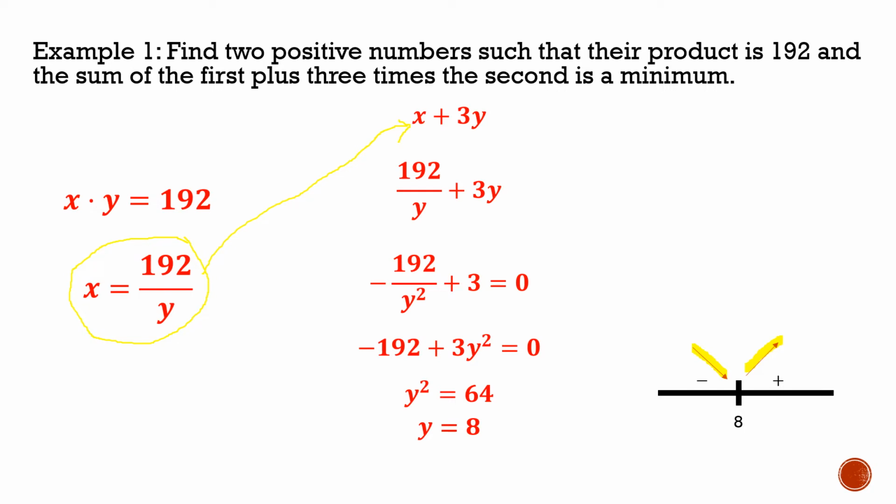So that means the minimum occurs at y equals 8, and if I plug that 8 back into my x equals equation, 192 divided by 8 equals 24. So I get y equals 8, which means x must equal 24.